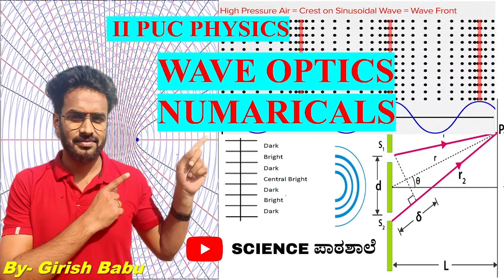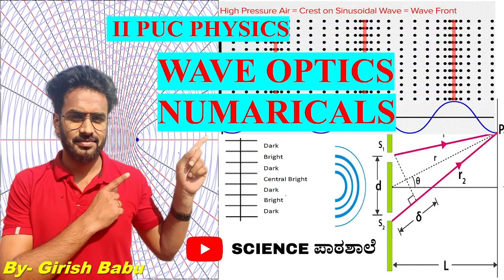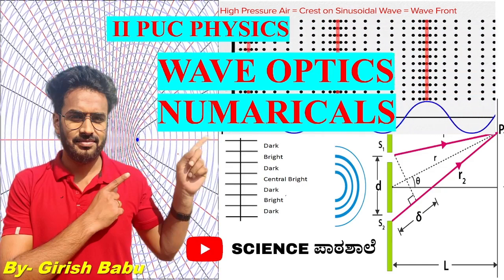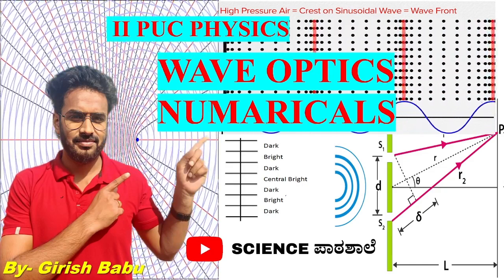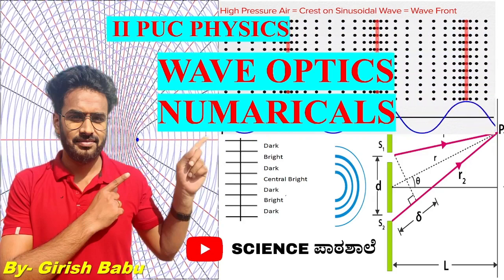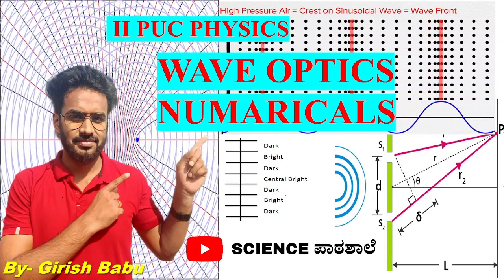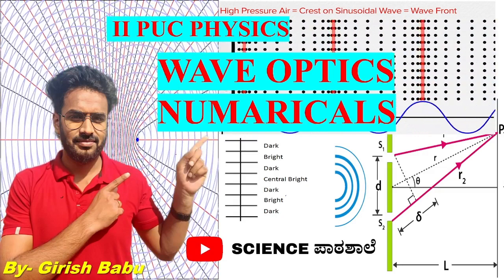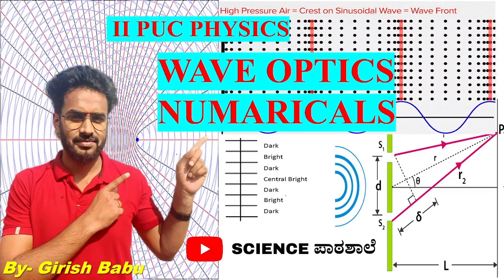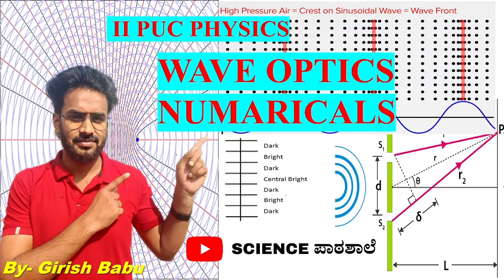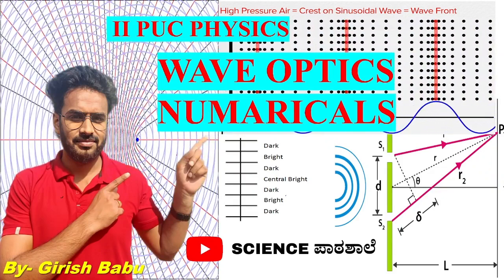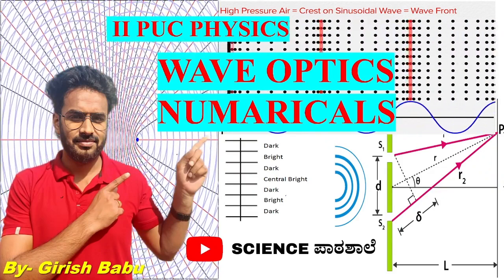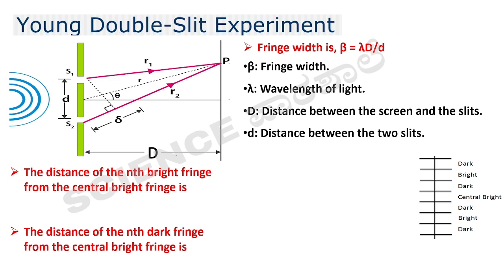This is Girish Babu. In this session, let us solve numericals on wave optics. In wave optics, there is an important experiment called Young's double slit experiment, that is interference of light. First, let me go through the equations involved in this experiment. Next, let us solve problems that appeared in board exams as well as some term exams. Okay, clear? Let me go through some important formulas and equations related to Young's double slit experiment.